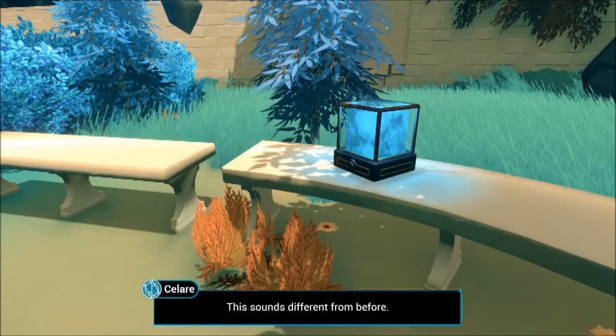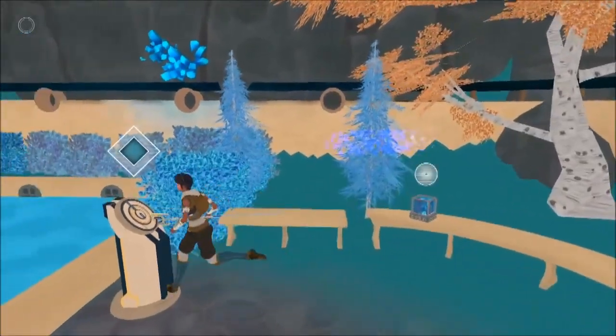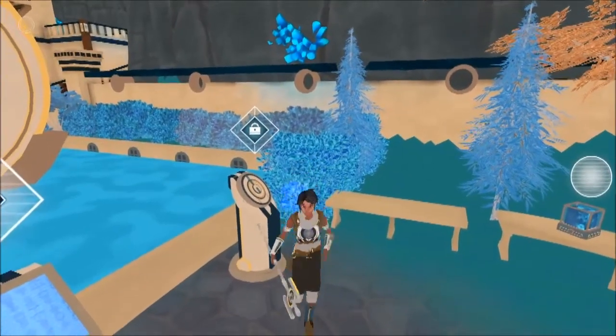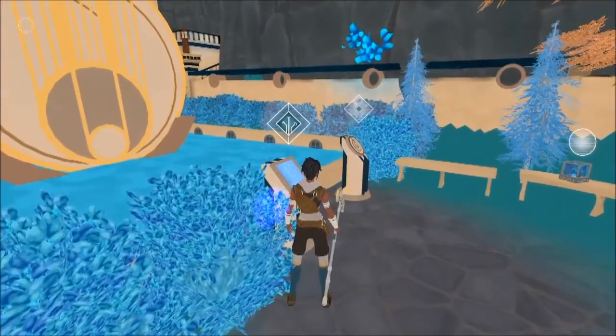Mm. This sounds different from before. An older recording, perhaps? Sounds like there's trouble in paradise. So that one's locked, however this one is open, so we must need to solve that to unlock the other one.